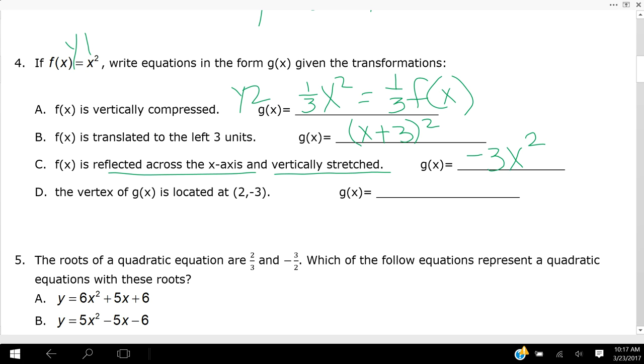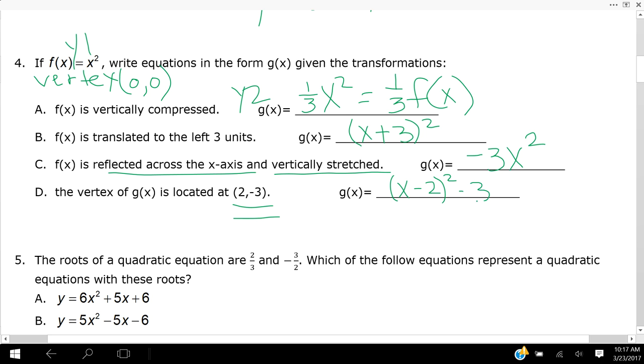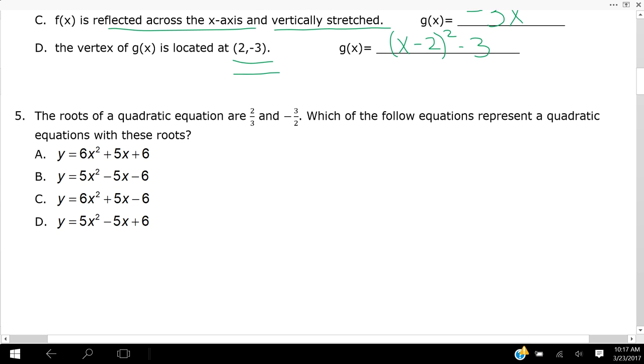Last one. Okay, I'm changing my vertex. I'm going to use vertex form because I know where the vertex goes. The vertex for the parent function is 0, 0. So I'm starting at 0, 0, which means all I have to do is change where my vertex is. So I'm going to do x minus 2 squared, that's my x, minus 3. And then I'm going to put that in my calculator. I'm going to check where the vertex is. I'm going to make sure I did it right. I expect you guys to do that, and I expect you to use your calculator for every single one of these on your test, because there's no reason not to.